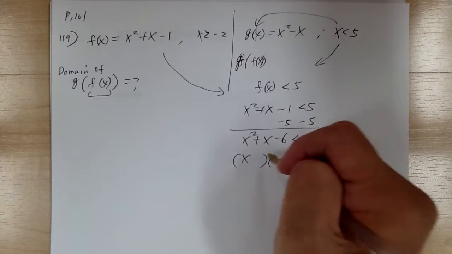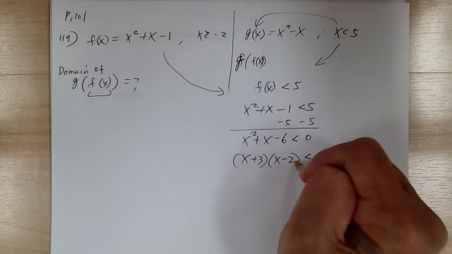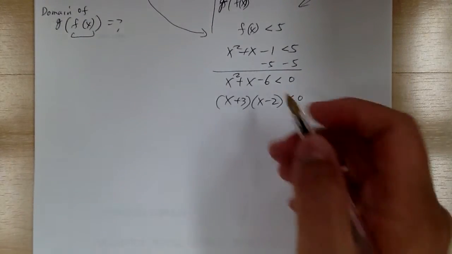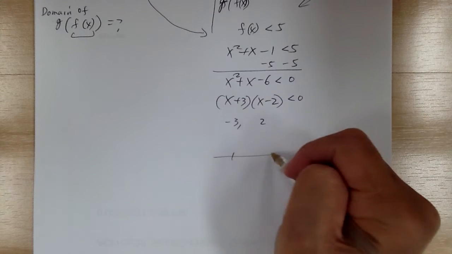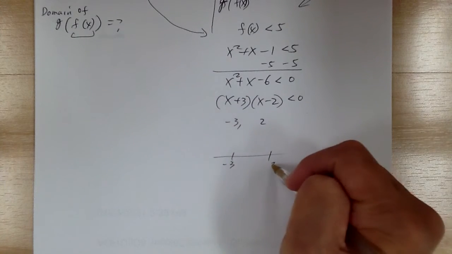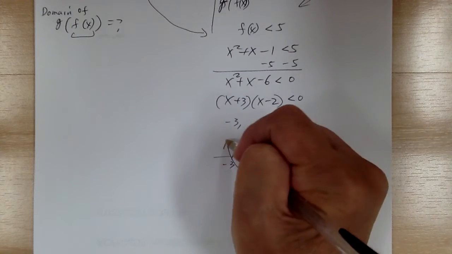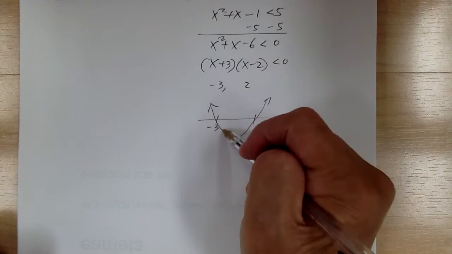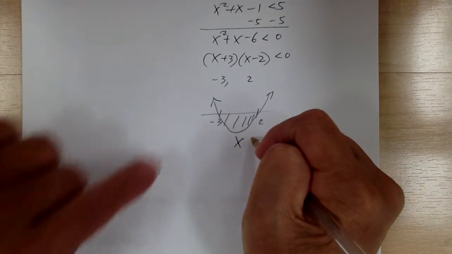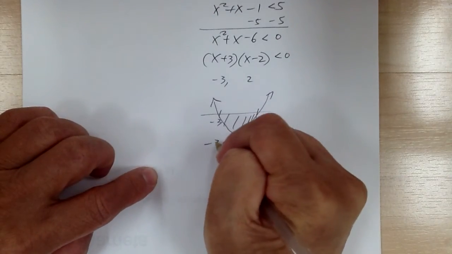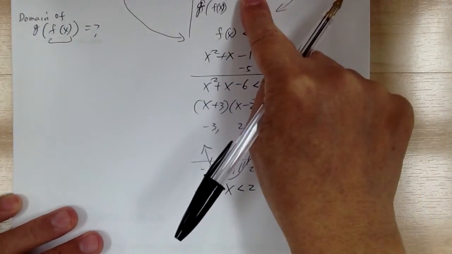So you got x plus 3, x minus 2. So your critical values would be negative 3 and 2. If you were to sketch it out, negative 3 and 2, okay? And it had to be less than 0, so you're looking for this section over here. So x had to be less than 2 and greater than negative 3 from this part over here, okay?